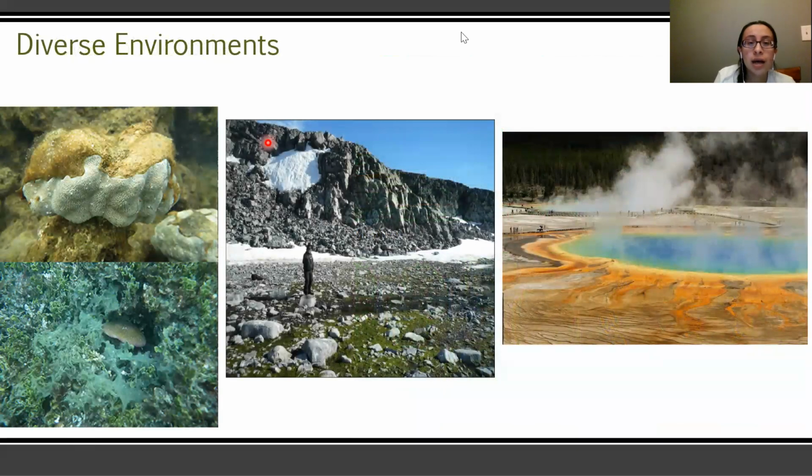Because they vary, they can also vary in the environments that they live in. For example, cyanobacteria can thrive in freshwater environments, which are lakes and rivers and ponds, but they can also live in saltwater environments like in coral reefs. They can live in cold temperatures like the Arctic, and they can also live in hot temperatures like in hot springs.